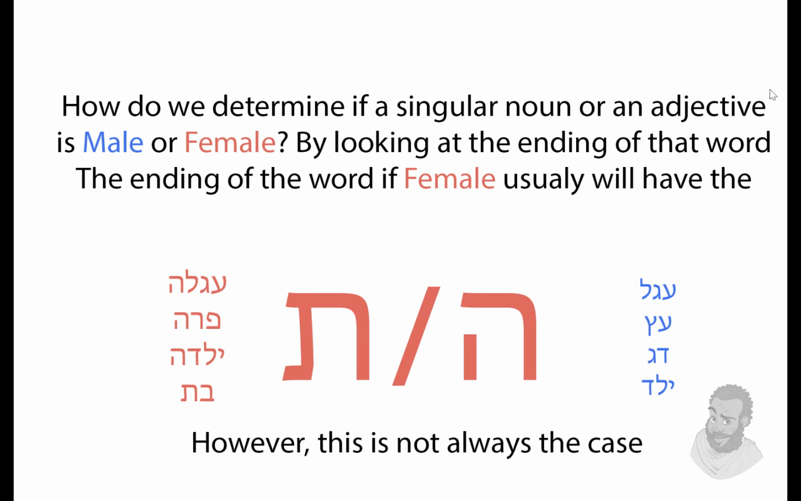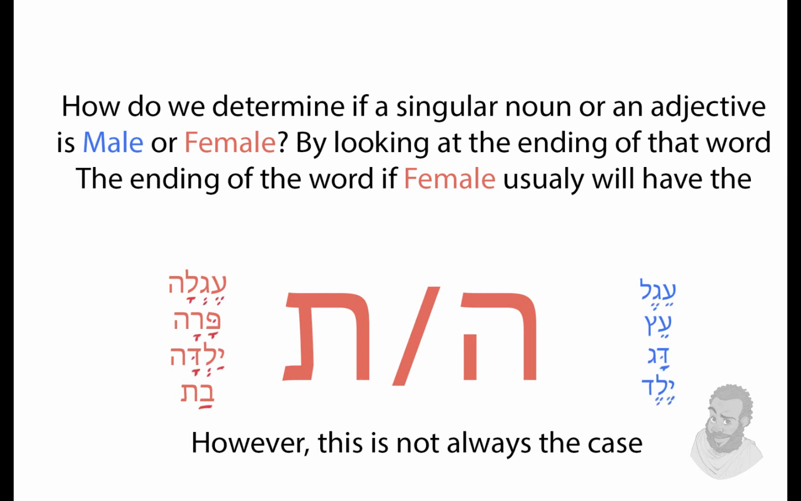So how do we determine if a singular noun or an adjective is male or female? By looking at the ending of that particular word. If the word is female, it usually will have the he or the tau at the ending. So here on the right side we have male and on the left female. Irel, if, dag, yalad, erla, para, yalda, bath.